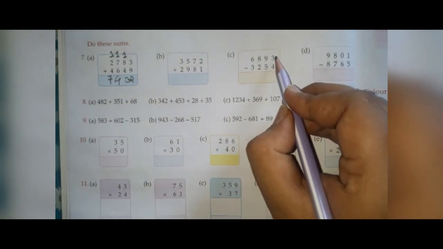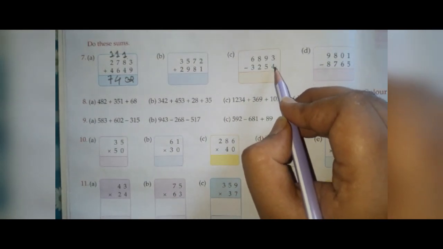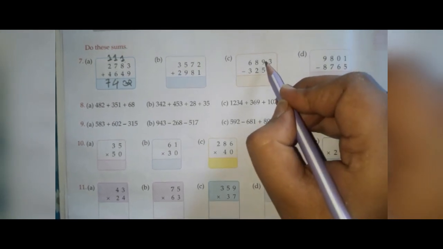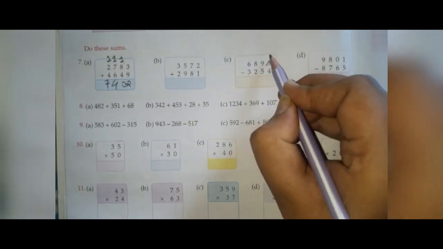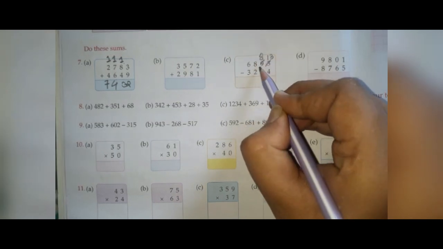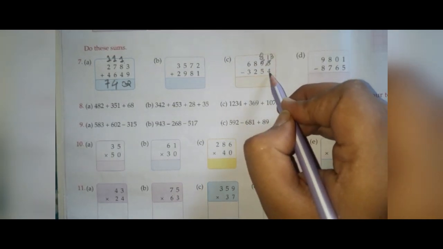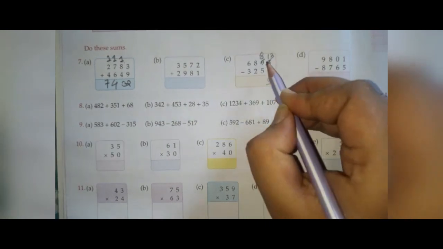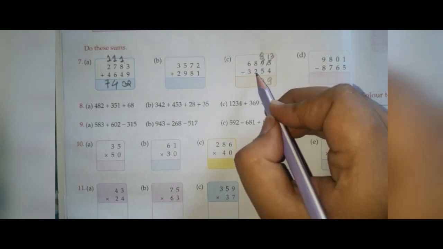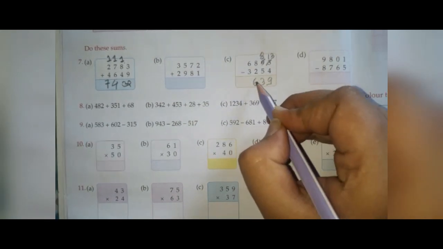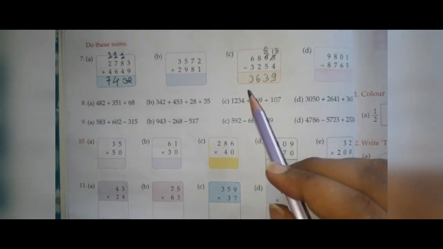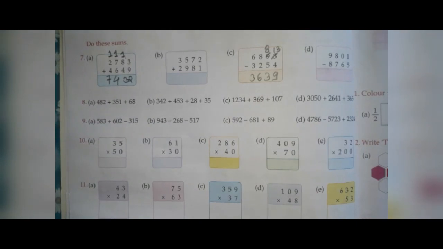Okay. 3 minus 4. We cannot subtract a larger number from the smaller number. For that we always borrow. We'll borrow from the next number, which is 9. We'll borrow from 9 and this 3 becomes 13. 9 will reduce to 8. 13 minus 4 is 9. 8 minus 5 is 3. 8 minus 2 is 6. And 6 minus 3 is 3. So the answer for it will be 3, 6, 3, 9.